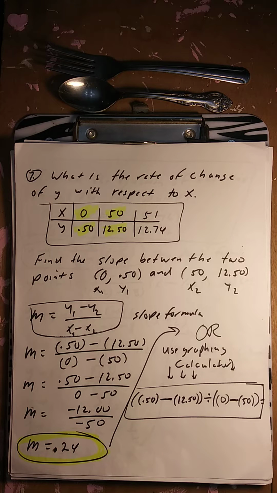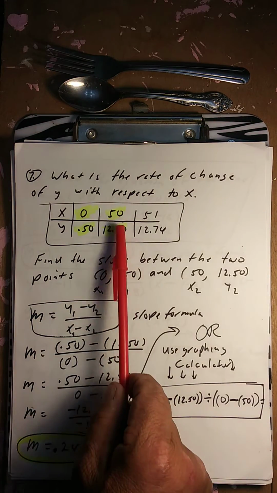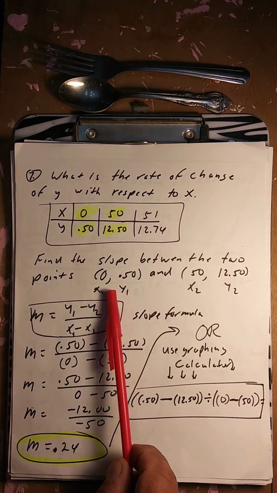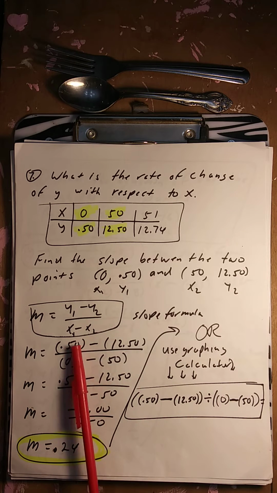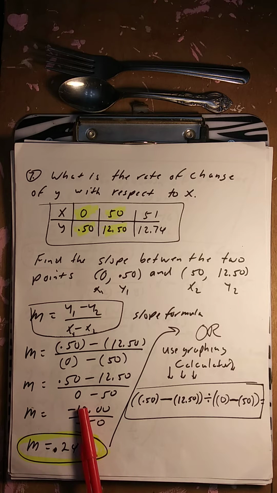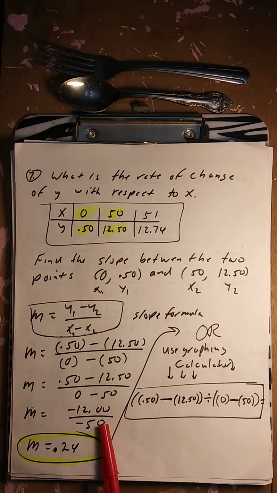What is the rate of change of y with respect to x? So we need pairs of points here. We're going to go ahead and use (0, 0.50) and (50, 12.50). So this is x1, y1, x2, y2. Put them in the formula. So the formula, there they are. So 50 minus 12.50 is negative 12.00. 0 minus 50 is going to be negative 50. So divide these two numbers, negative by negative, is going to be positive 0.24. Or use a graphing calculator.